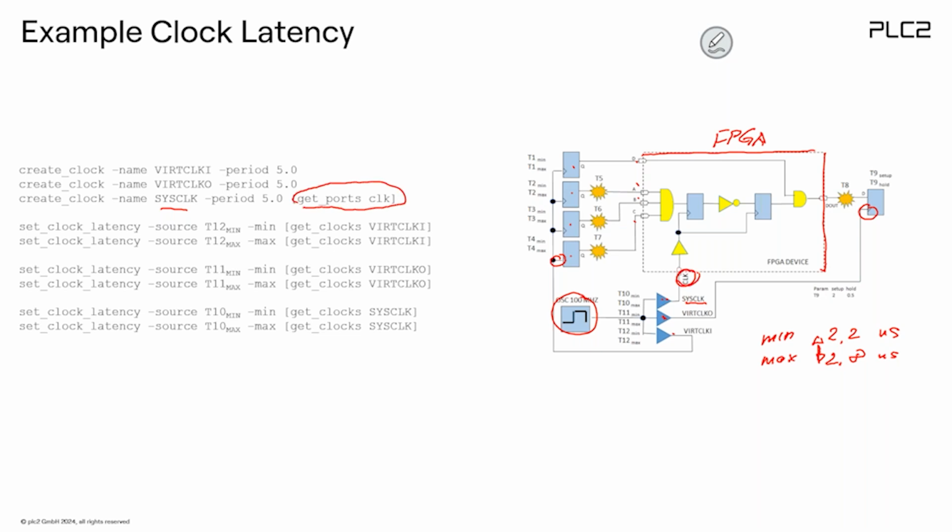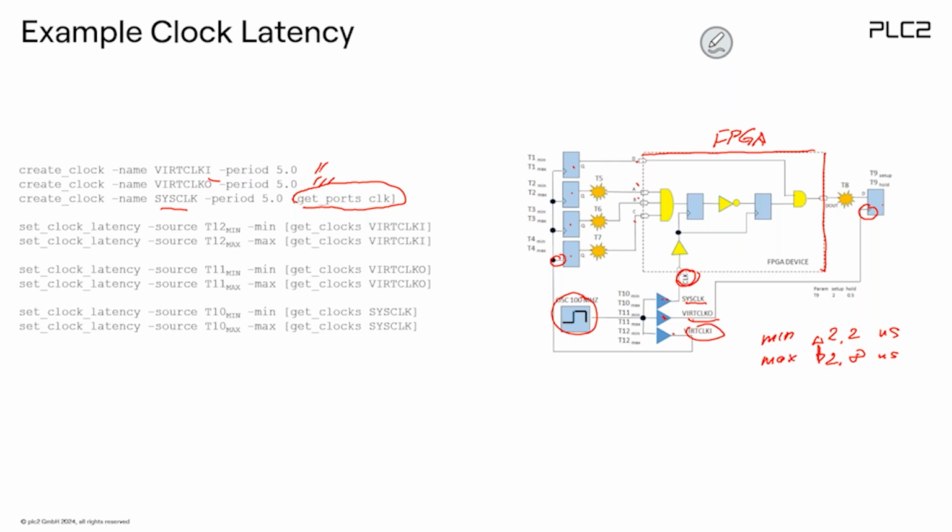Now I define the virtual clock 0. The virtual clock 0 has the same period, but there's no connection because this virtual clock 0 is connected to this component, not to the FPGA. There's no object. And then I define the virtual clock 1, the I for input. This definition here is also a virtual clock. So now I have defined the first 3 clocks. Now I set different latency.